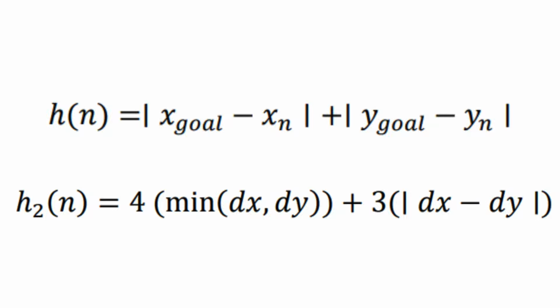Now I have a question. Consider another heuristic function: 4 times the minimum of dx and dy plus 3 times the absolute difference between dx and dy, where dx equals the absolute difference of the x-axis of the current state and the goal state, and dy is the absolute difference of the y-axis of the current state and the goal state. From the given two heuristic functions, tell me which one will make A-star search more efficient for this problem and why.